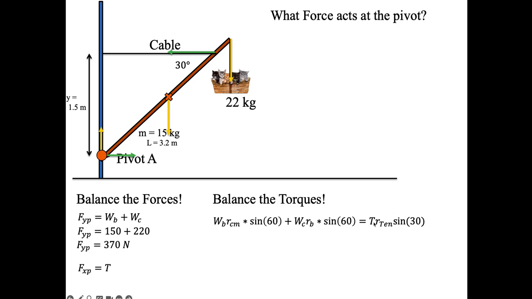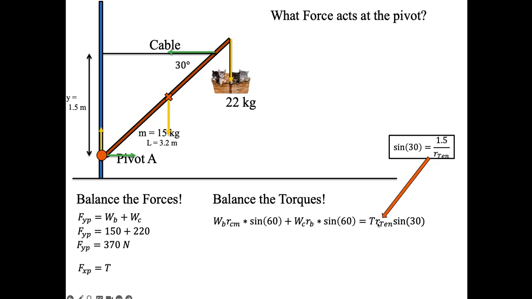So the torque from the tension is going to be equal to these two torques combined. I'm going to have the tension force T times this radius, the length of the lever from here to where the rope is tied, the radius at the tension, times the sine of the angle between them, and that's 30 degrees, okay? So I have this equation here, and I'm just going to fill in the numbers that I know.